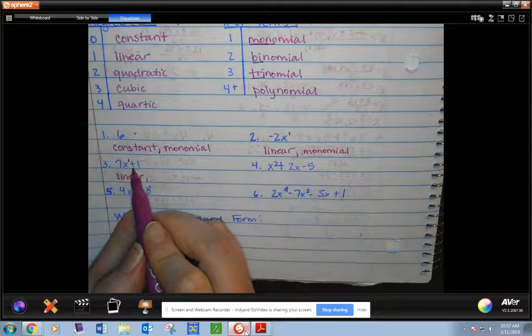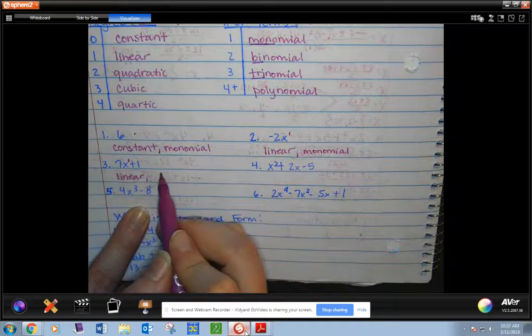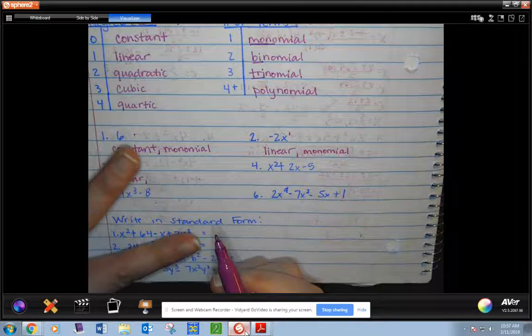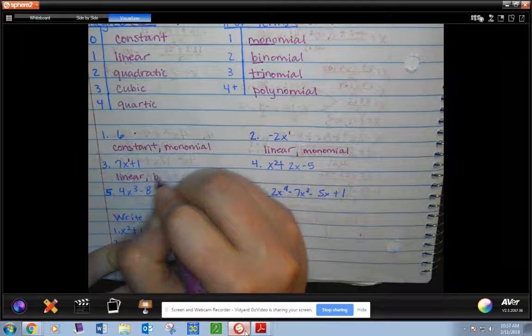But now I have a plus sign. So 7x is one thing and 1 is one thing. So this has 2 things in it. When it has 2 things, we call it a binomial.